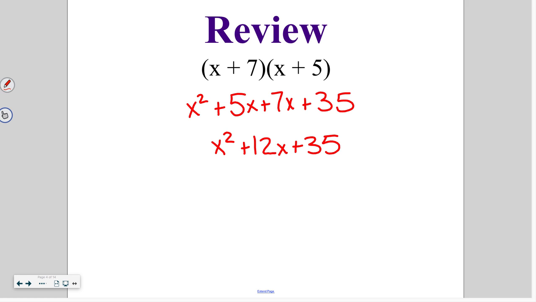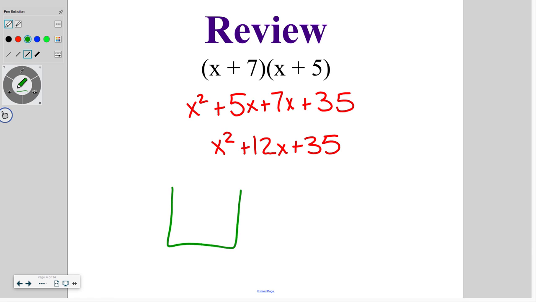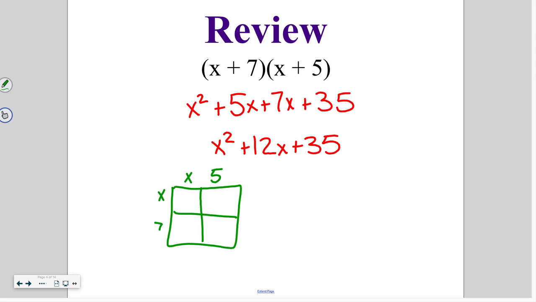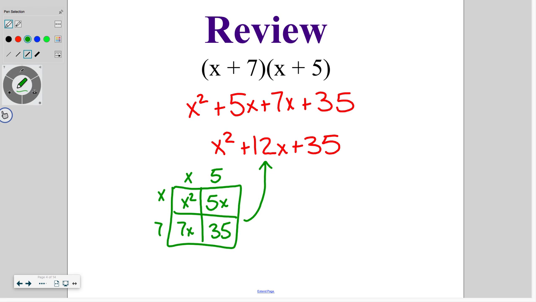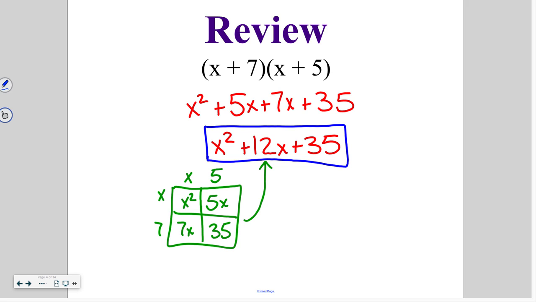Your other option was to use the box and set it up in a 2 by 2 format and say x and 5 and x and 7, which gives you x squared, 5x, 7x, and 35 after multiplying, which again, combining your like terms, gets you back up to the x squared plus 12x plus 35. This was our answer last chapter, and it's going to be the start of our problem this chapter. So our goal is to get back to these factors, those binomial factors.